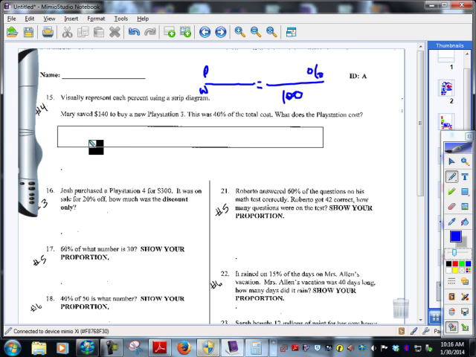Okay, Mary saved $140. This is 40% of the total cost of the PlayStation 3, right? So, can I go ahead and put 40% somewhere? Can I put that on there? Yeah. Guys, I need you to pay attention. Some of you are spacing. I'm telling you, these are hard.